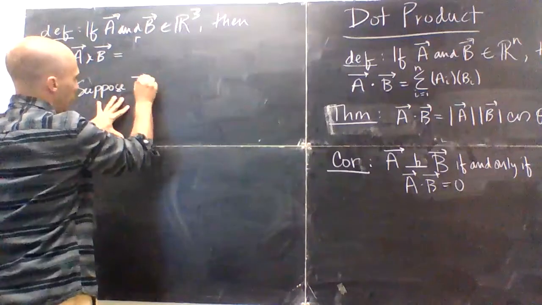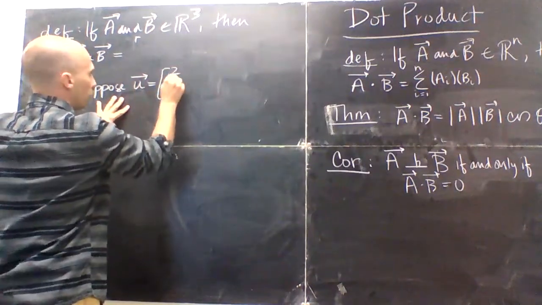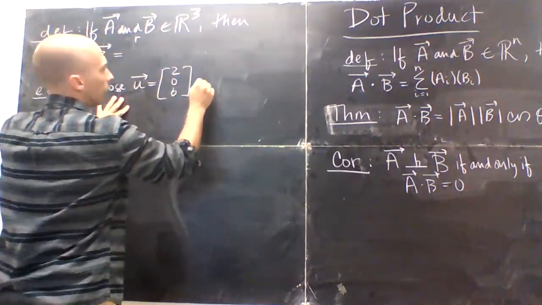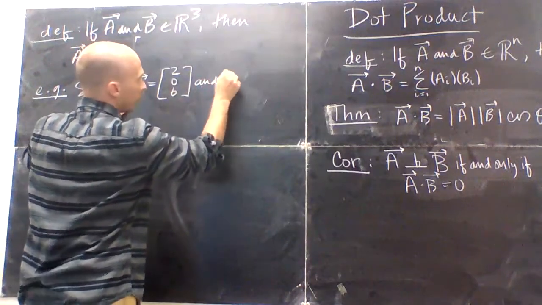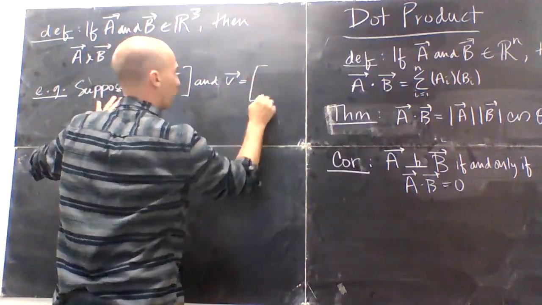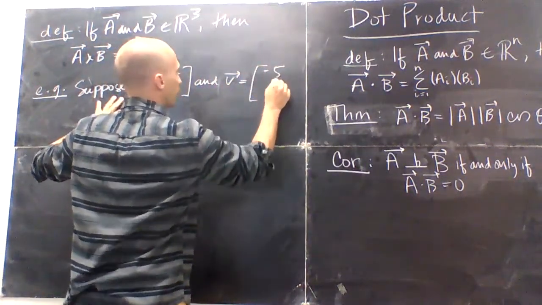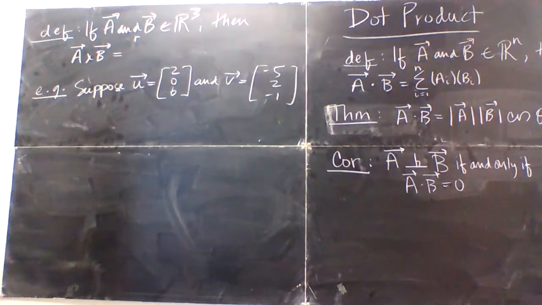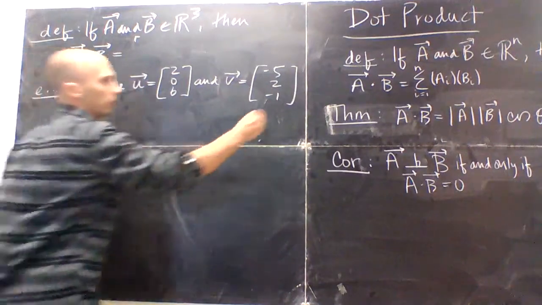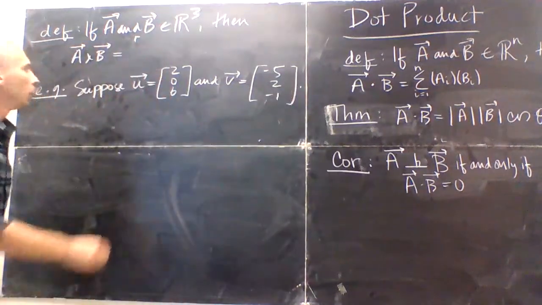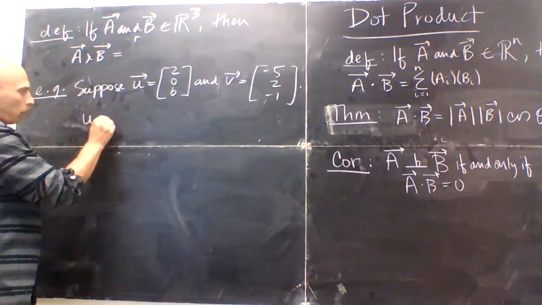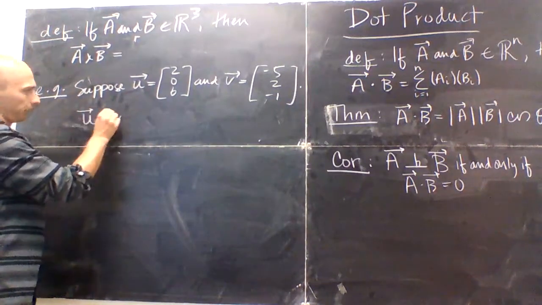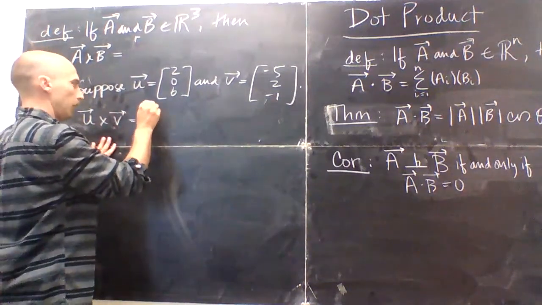Suppose u equals (2, 0, 6) and v equals (-5, 2, -1). Okay, find u cross v. Okay.